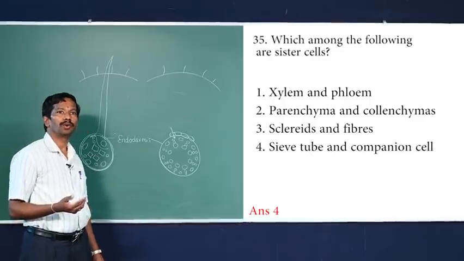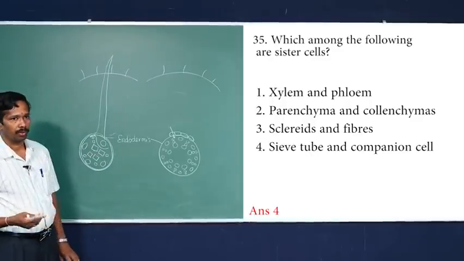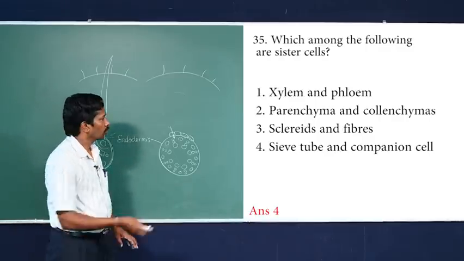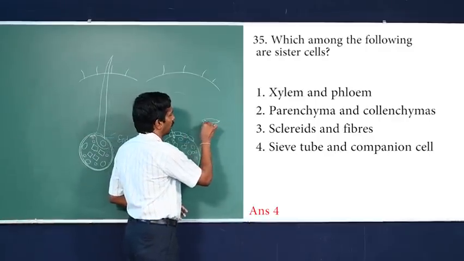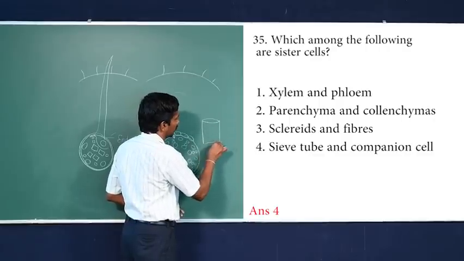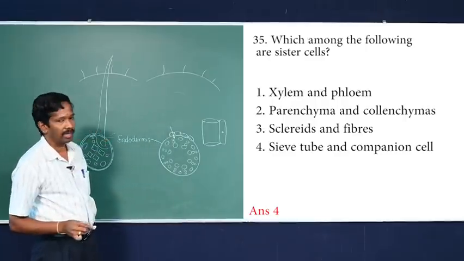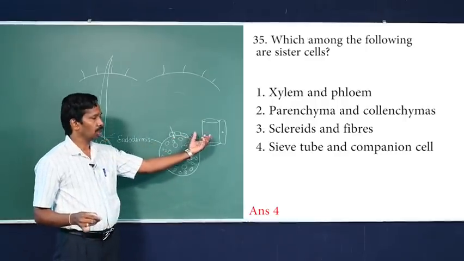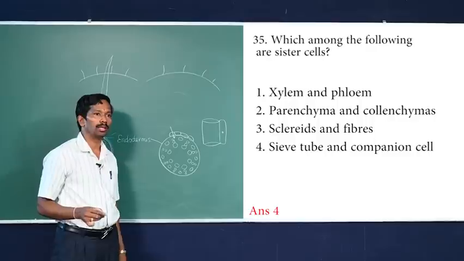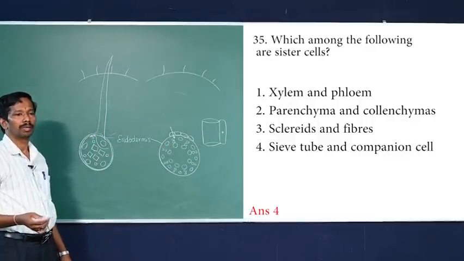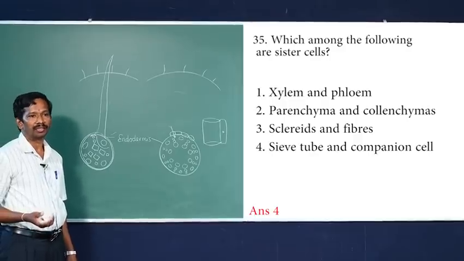35. Which among the following are sister cells? So as already given earlier in the diagrammatic representation of phloem, sieve tube and companion cells are called sister cells because they are derived from the same mother cell after unequal division. One is a larger tube-like structure, another one is a nucleated controlling tissue. So answer is 4 for question number 35, sieve tube and companion cell.